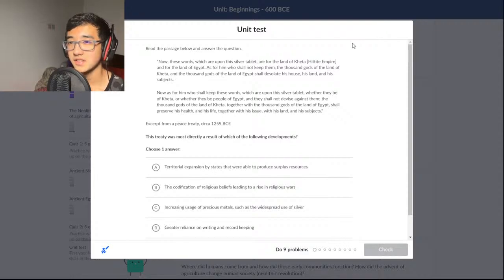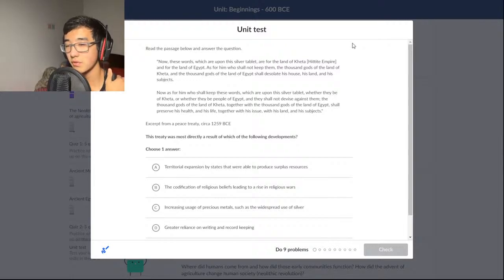And they shall not devise against them. The thousand gods of the land of Kita, together with the thousand gods of the land of Egypt, shall preserve his health and his life. Okay. This treaty was, okay, 1259 BCE, a peace treaty. This treaty was most directly a result of which of the following developments?